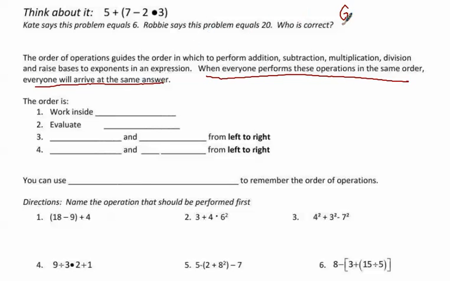So in this problem, we're going to multiply 2 times 3 first to get 6. Finish our grouping out by subtracting 7 minus 6, which is 1, to get a final answer of 5 plus 1, which equals 6. So Kate was right. The order is work inside the parentheses.